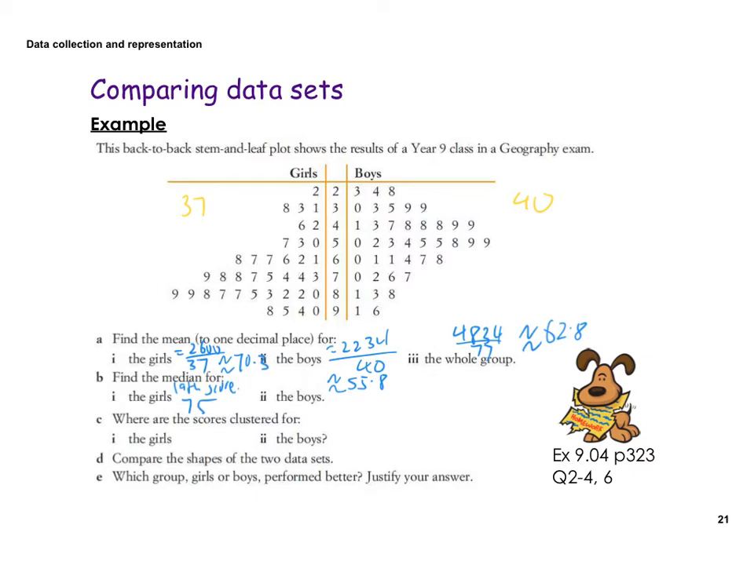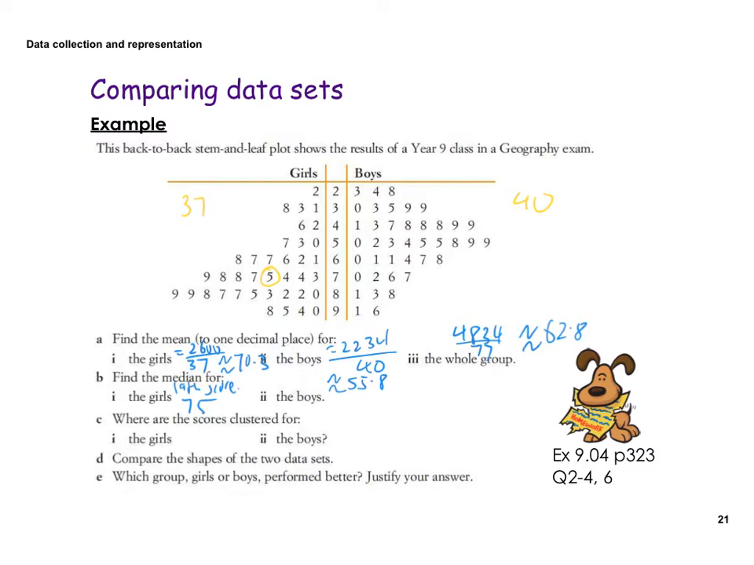Now just double check, I'm going to count backwards as well from the end. Again, that's still my middle. So let's just circle that as well. Okay, so that's my median, 75.